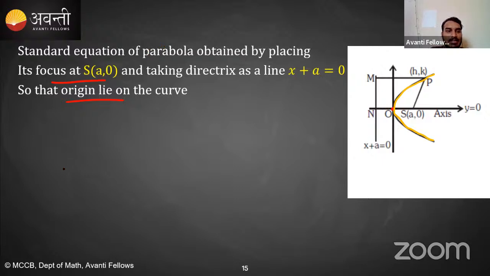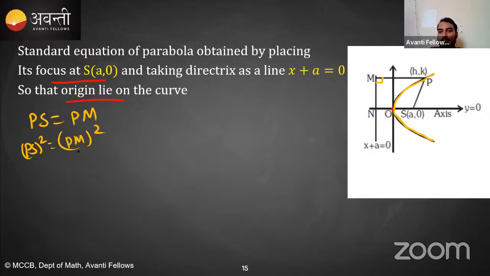What is the standard equation of the parabola? The distance of the variable point from the focus should be equal to the distance of that point from the directrix, meaning PS equal to PM, right? Yes, Subham, do you have any doubt? Subham, you can raise your hand. If you have any doubt, you can type it in the chat box. So it means PS square is equal to PM square.